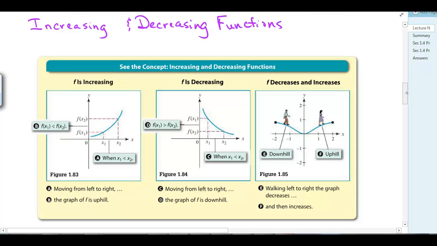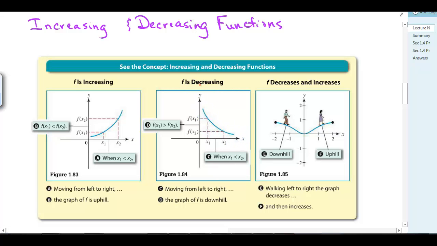Increasing and decreasing functions. All right, so when you're looking at a graph, you want to look at it from left to right. And the graph is increasing. It's rising from left to right. So that means it's increasing. So in other words, if it's a curve, it's going uphill. In this one, from left to right, it's falling and it's downhill.